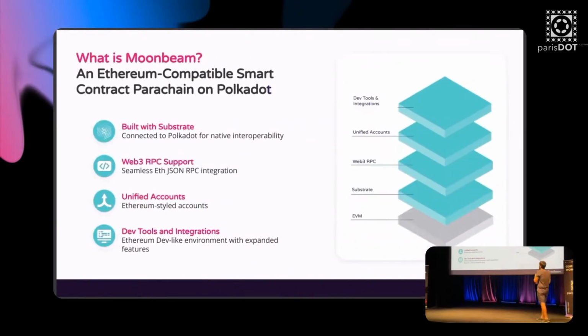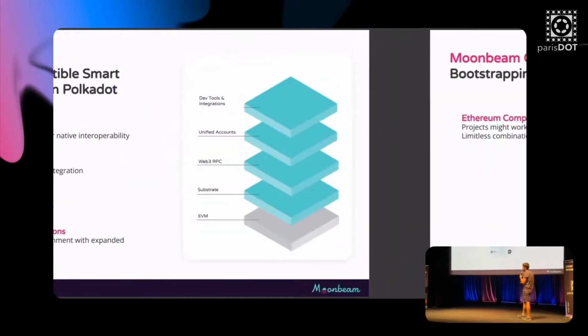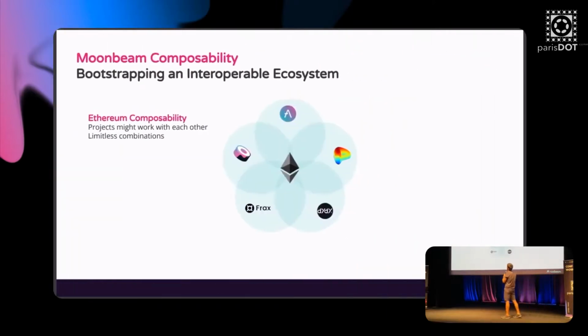So I really like this phrase about Moonbeam Composability because we're trying to bootstrap now an interoperable ecosystem. It's not only a regular ecosystem like Ethereum has, right? You have lending protocols, you have DEXs, you have stable coins, you have stable swaps or stable DEXs, derivatives. Ethereum has all this. And for me personally, it's one of the things that I love most about Ethereum.